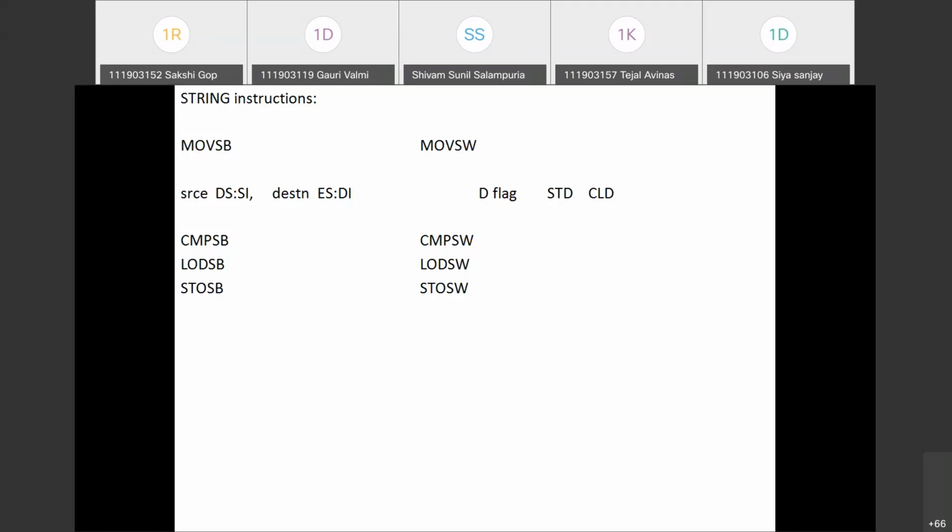Yes, sir. So before using any of these string instructions, you are supposed to initialize the flag, appropriate SI, appropriate DI. Then everything may happen as per your desire. So move string byte, compare string byte, load string byte, store string byte, and appropriately word oriented. I think the last one is scan string byte, scan string word.